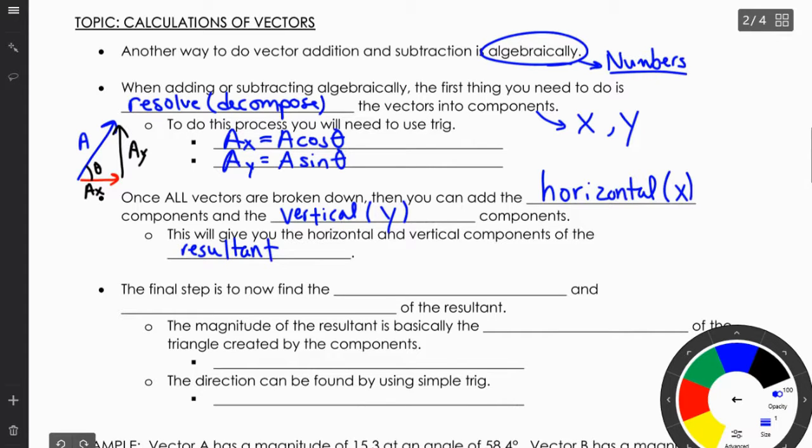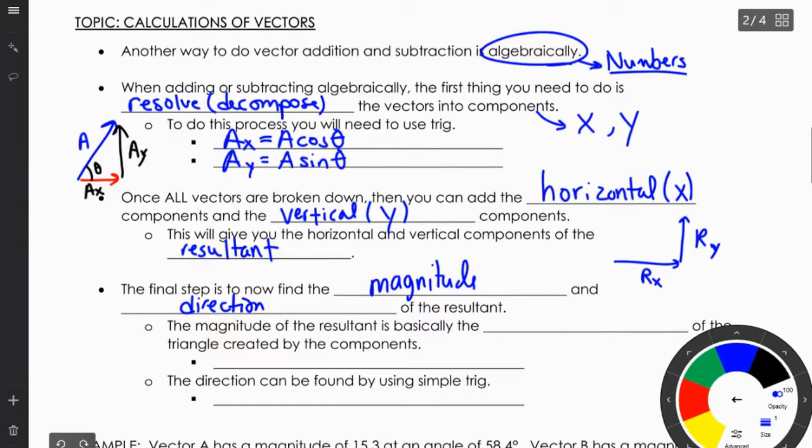Okay, so after this step, and again, this would be based on your numbers, I have my pieces, so I have Rx and Ry. And then you move into the final step, which is now to find the magnitude and direction of the resultant. Now, how do we do that?